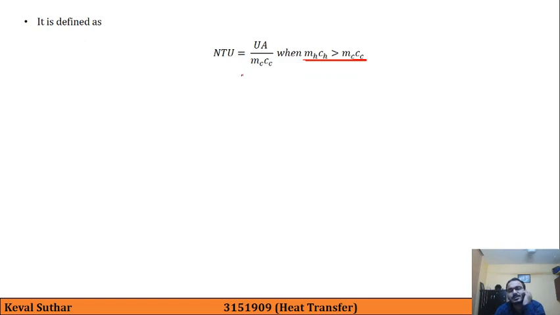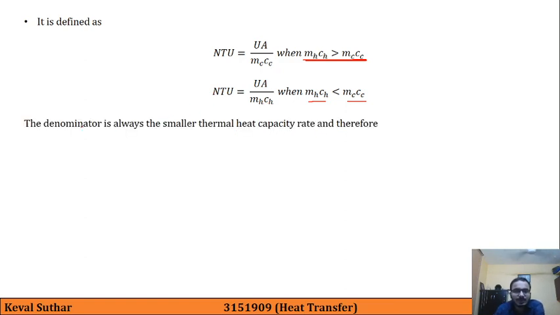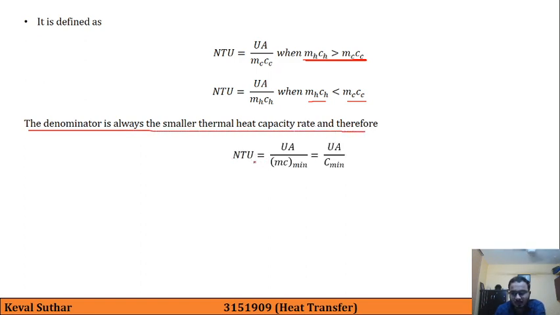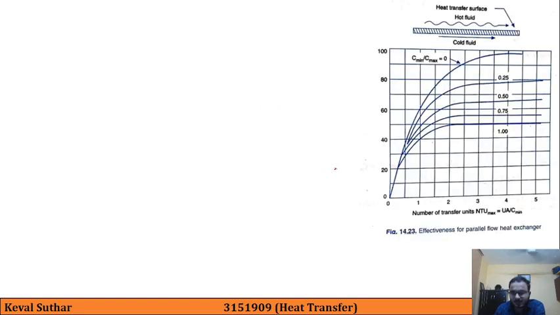Here we are having this. The next is UA upon C minimum when UA upon MHCH when MHCH is less than MCCC. That is, the denominator is always taken as minimum capacity rate, and NTU means number of transfer unit. The denominator is always the smaller thermal heat capacity rate, and therefore we can write down NTU as UA upon C minimum.